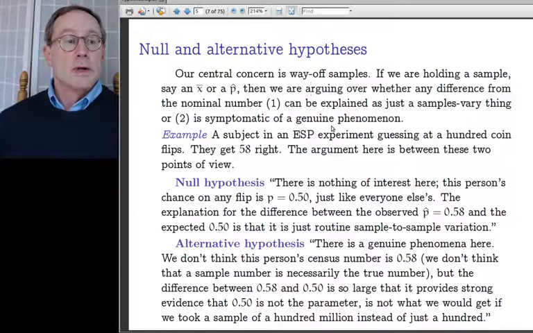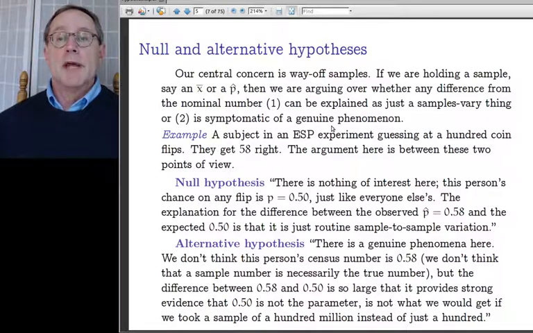We say to ourselves, I wonder what we got here. So there are two possible explanations. There are two points of view to explain the difference between 58 and 50. So what's called the null hypothesis, the default assumption, is there's nothing of interest here. This person's chance on any flip is 50-50, just like everybody else's.